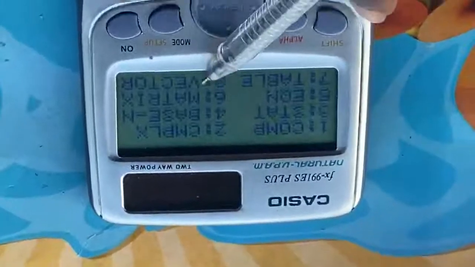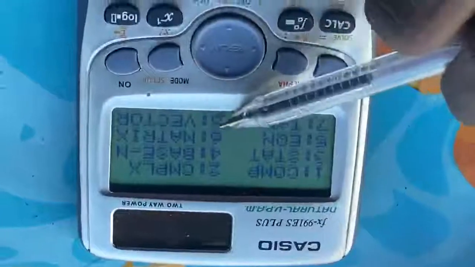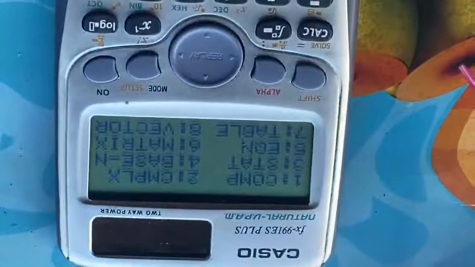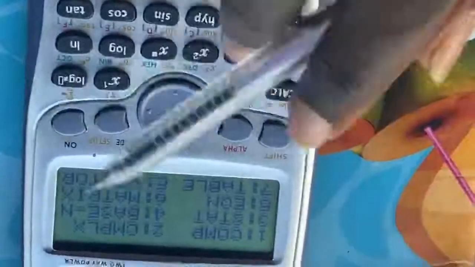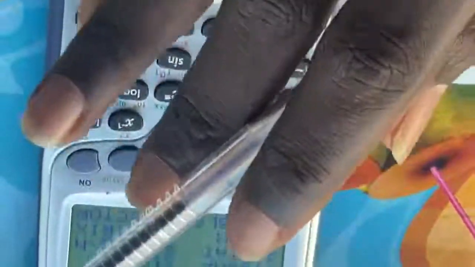While the 8th one helps you perform calculations on vectors. So this is all you need to know, just for a start, on your mode.